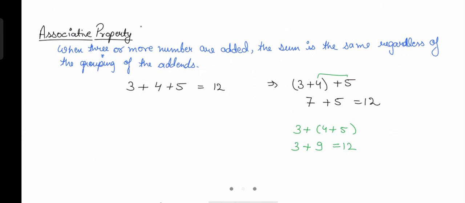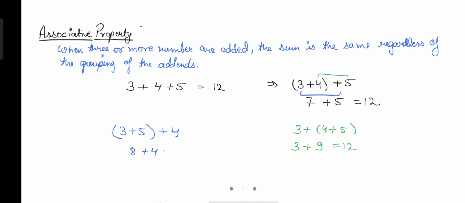Now let's group two different numbers. Let's group 3 and 5 this time. So I will put 3 plus 5 inside the bracket, and then 4. Obviously, I'm going to solve the bracket first. So it will be 3 plus 5, that is 8, plus 4.